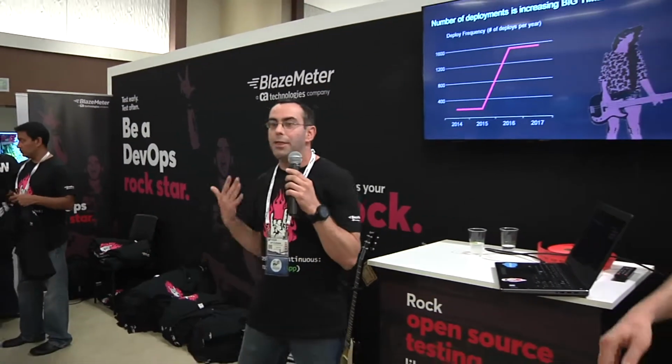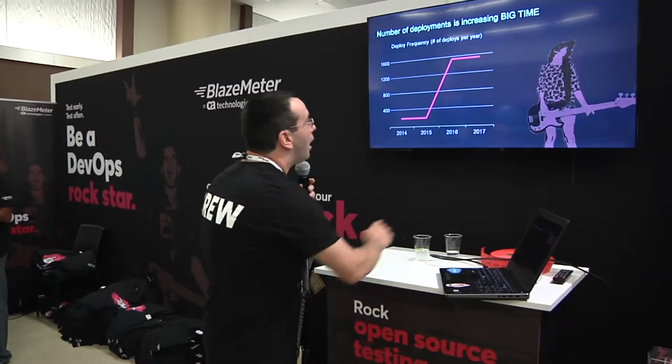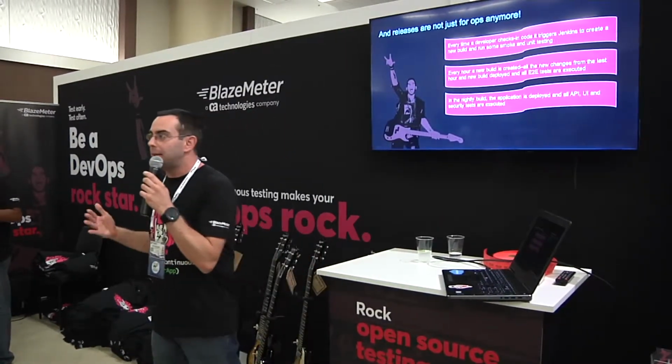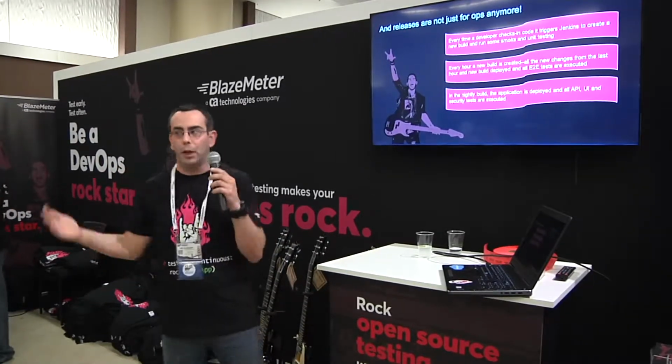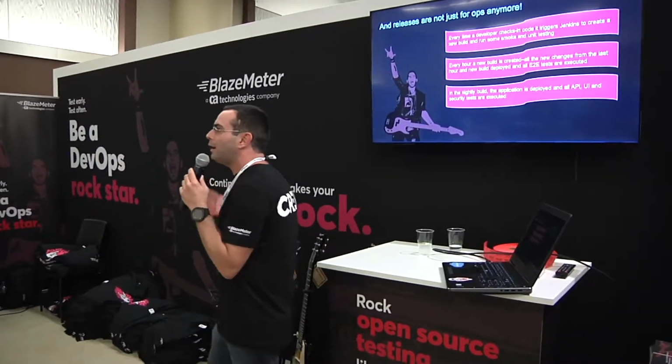Continuous integration also changed quite a lot, and it has become a very common practice today among developers. One of the things that happened after people started to adopt continuous integration, continuous delivery, and all these other practices is that the number of deployments increased significantly, right? We're doing much more deployments today than we did in the past. One of the main reasons for that is that deployments and releases are not just for ops guys anymore. Developers are doing deployments as part of their daily job.